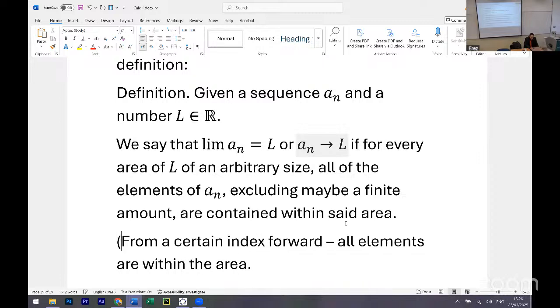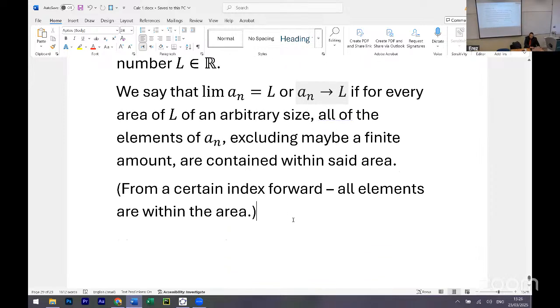I'll put it in parentheses. That's an explanation, right? That's what it means that the finite number is out. After a while, we get the last number that is out, and from now on, in perpetuity, everything is in. So now we will write up.